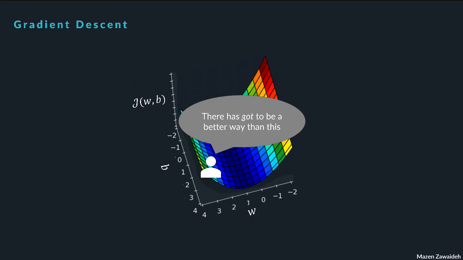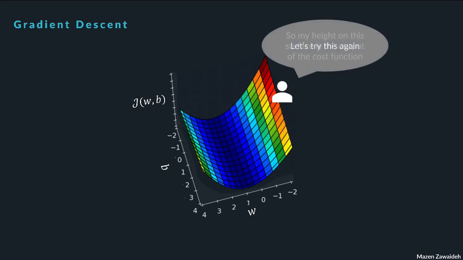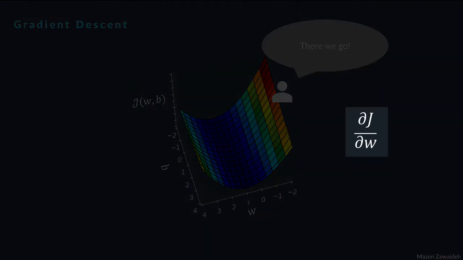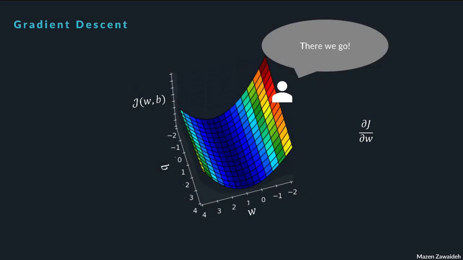Let's start over. Again, your height on the surface is the output of the cost function for a given W and B. To decide how to step in the direction of greatest descent, we'll need to figure out how the cost changes with respect to a small change in W. The mathematical object which captures this idea, that is, how the cost function changes given a small change in W, is the partial derivative of J with respect to W. We'll also need to figure this out for B.